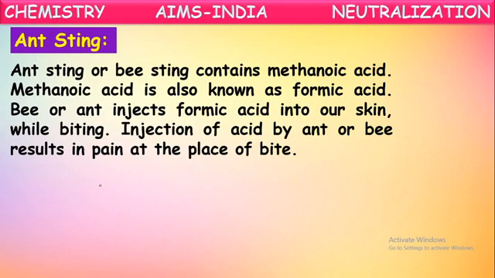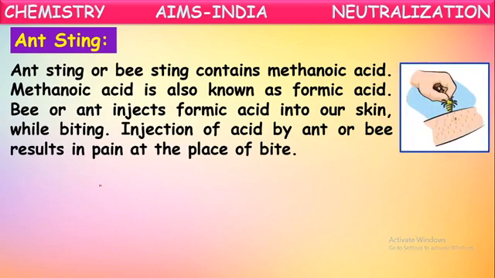It is obtained from ant stings. So these ant stings and bee stings contain this formic acid, which is chemically known as methanoic acid also. Okay, but mostly we know this name formic acid. So this bee or ant injects this formic acid into our skin while biting. So when it bites us, immediately the formic acid from its sting will be injected into our body. So this injection of acid by ant or bee results in pain at the place of bite.